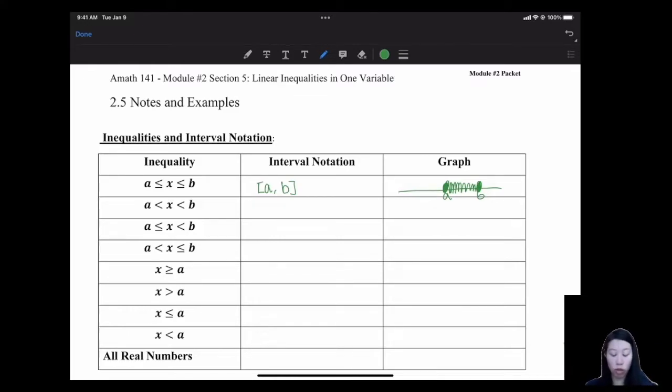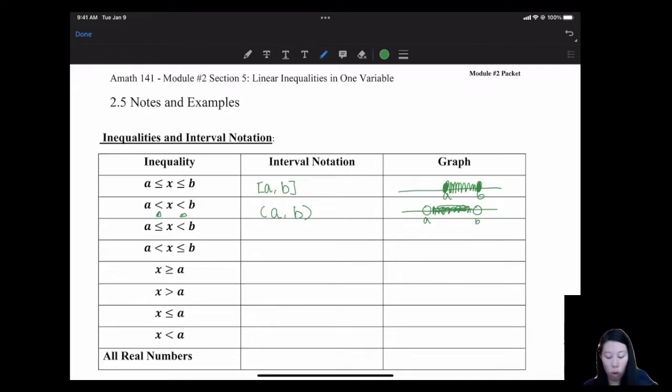So, okay, what about just the inequality sign without the equal sign? Since there is no equal sign, we use parentheses to represent that. So we have parentheses a, comma b, parentheses. And when it comes to the graph, since it's not including a, it's going to be a circle, because it's not including a, and then everything in between a and b.